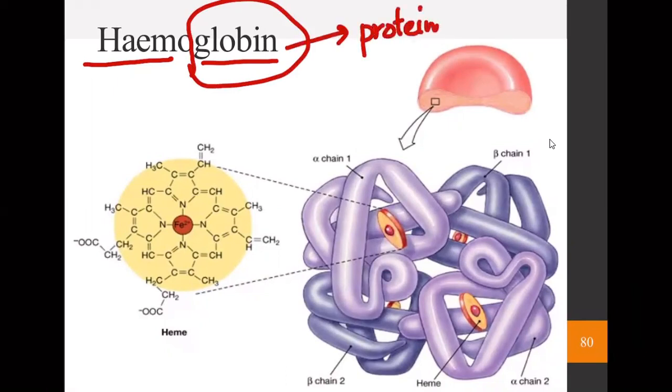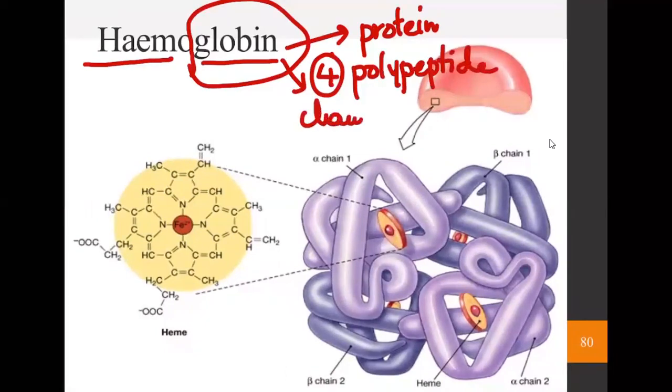And globin wala part is made up of 4 polypeptide chains. 4. What are those? 2 alpha chains and 2 beta chains. Alpha chain, beta chain, beta chain. Now I'll ask you a question. Arya, tell me, do you think that within these chains you can see a primary structure?